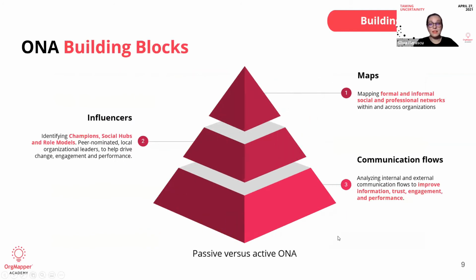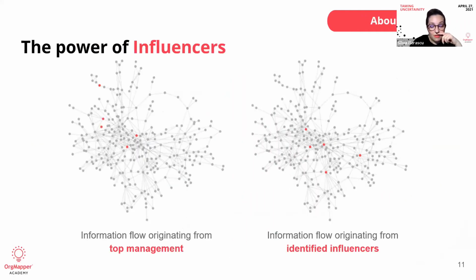So let's summarize the building blocks of ONA. It's the capacity of mapping formal and informal social and professional networks within the organizations. The second is influencers, so being able to detect key opinion leaders. And then the third very important building block of ONA is mapping these communication flows in order to improve information, trust, engagement, and performance.